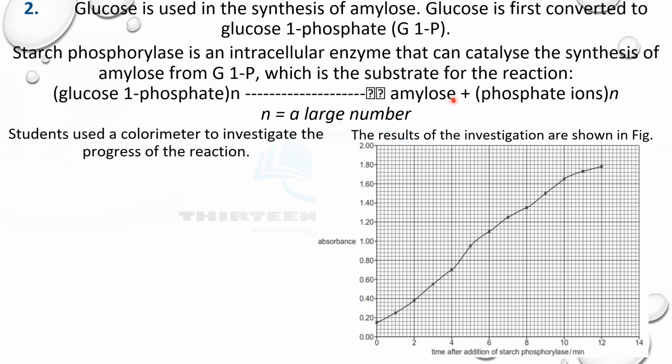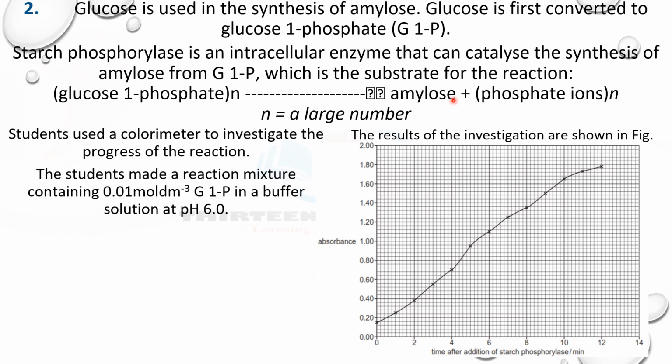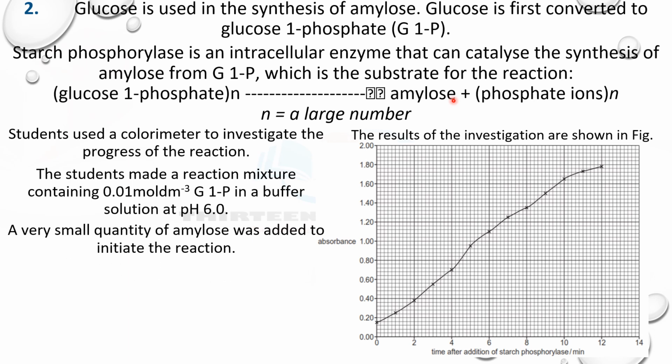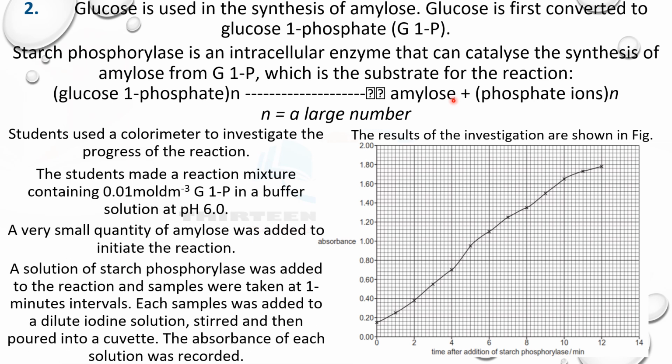All right, in the figure, students used a calorimeter to investigate the progress of the reaction. Okay, so a calorimeter measures absorbance. Now look at the next one. The student made a reaction mixture containing 0.1 mole per dm cube in a buffer solution at pH 6.0. You can see that a very small quantity of amylose was added to initiate the reaction. Starch phosphorylase solution was added to the reaction, and samples were taken at 1 minute intervals. Each sample was added to a dilute iodine solution, stirred, and then poured into a cuvette. The absorbance of each solution was recorded.